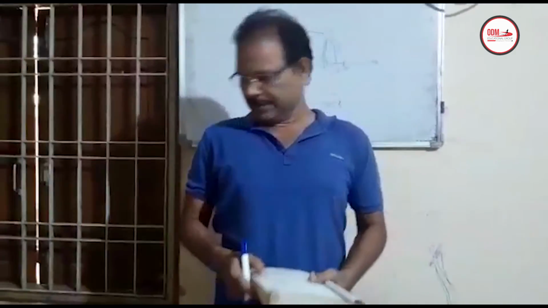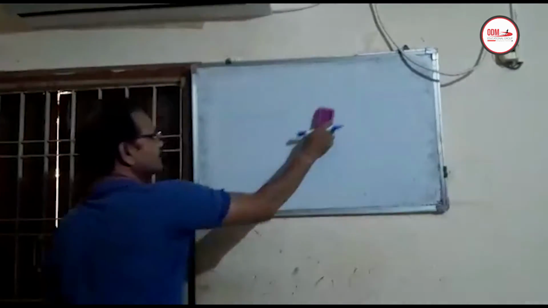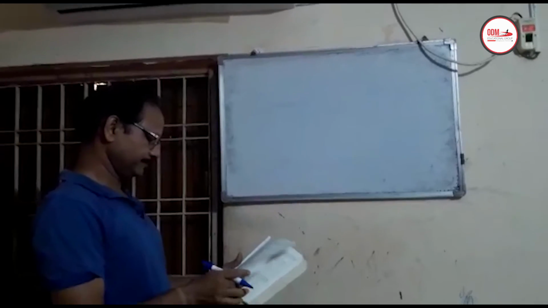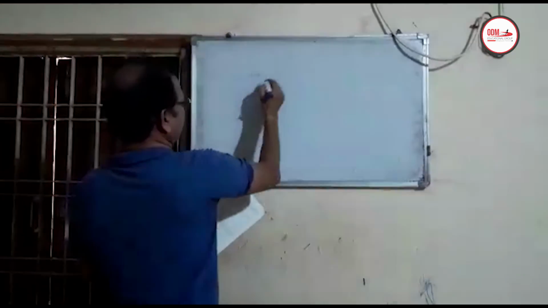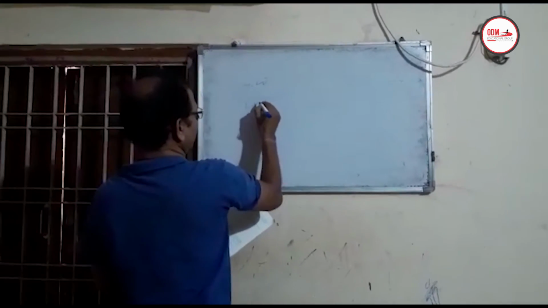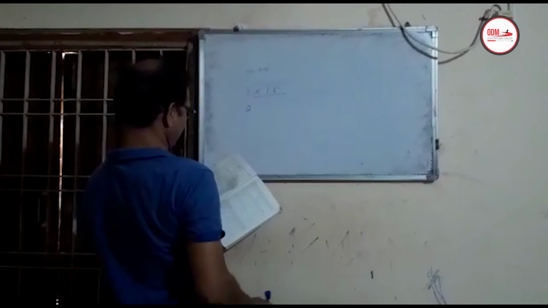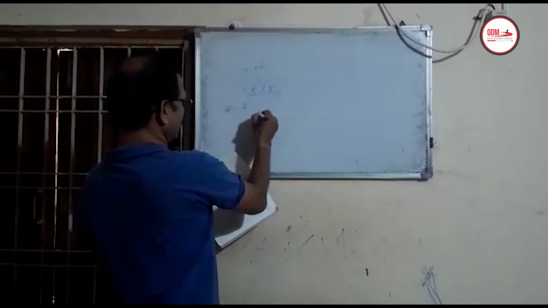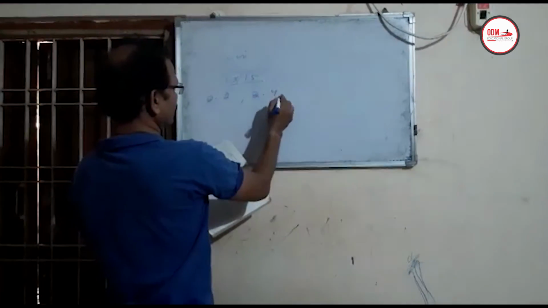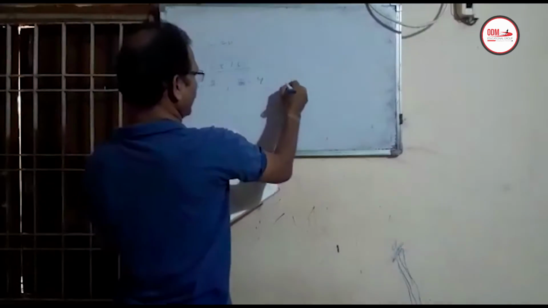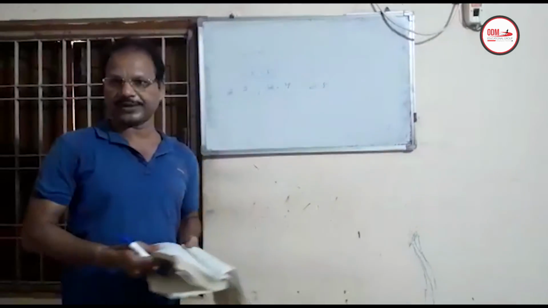Now the homework based on this part is exercise 1.5, question number 2, question number 4, question number 5. This is your homework. 3 questions are given to you. The other questions are very easy. We have already discussed them.